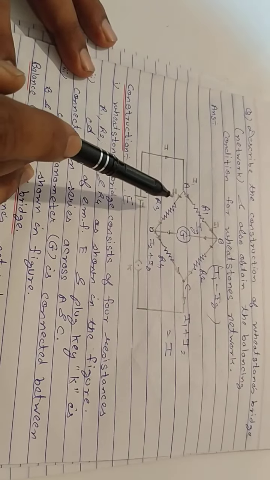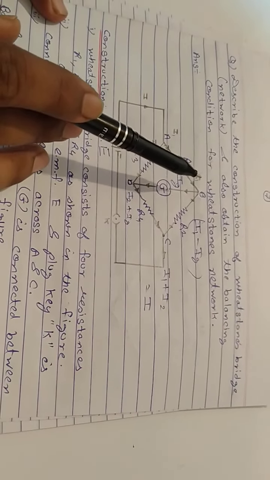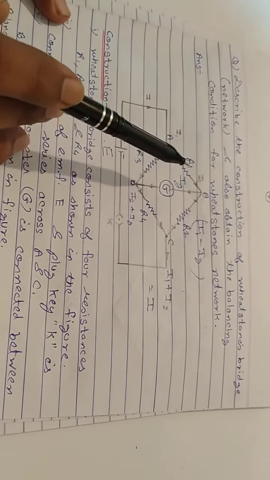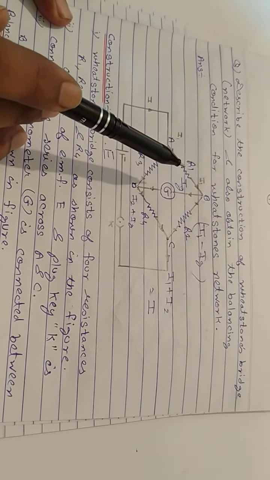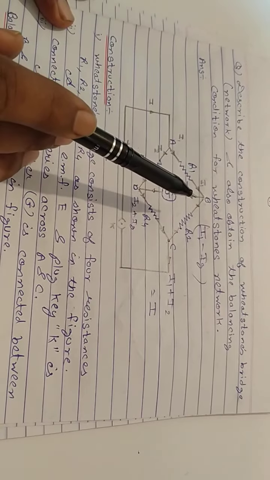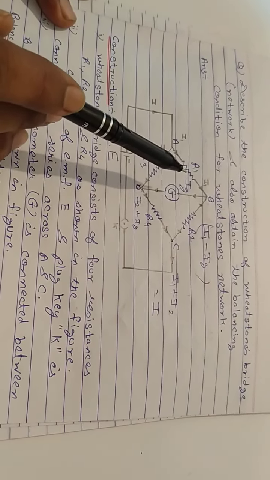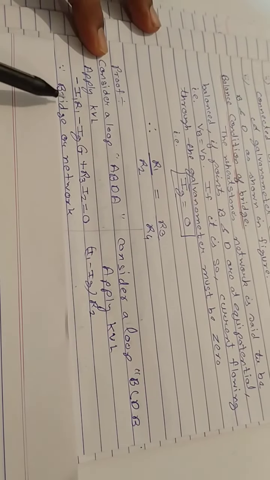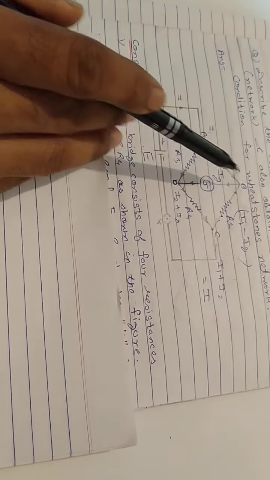clockwise. When I move from A to B, what is the component I come across? R1. What is the current flowing through R1? I1. So what is the potential difference across R1? I1 into R1. Since the direction of tracing is the same as the direction of current, the product is negative. So after applying KVL, the product of I1 and R1 is negative. Then we will move from B to D.